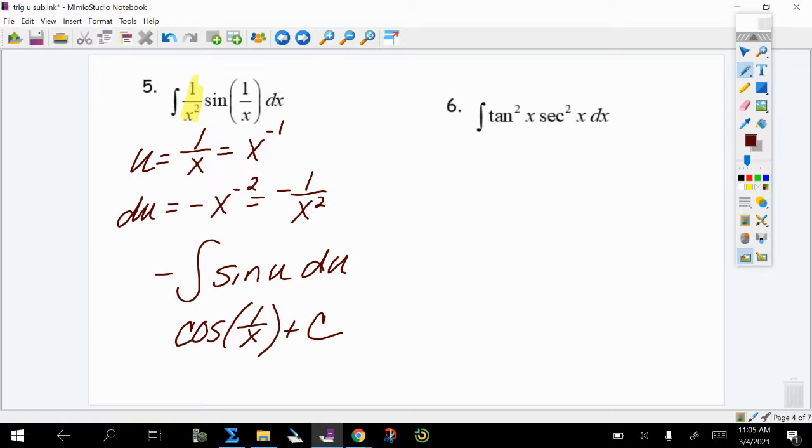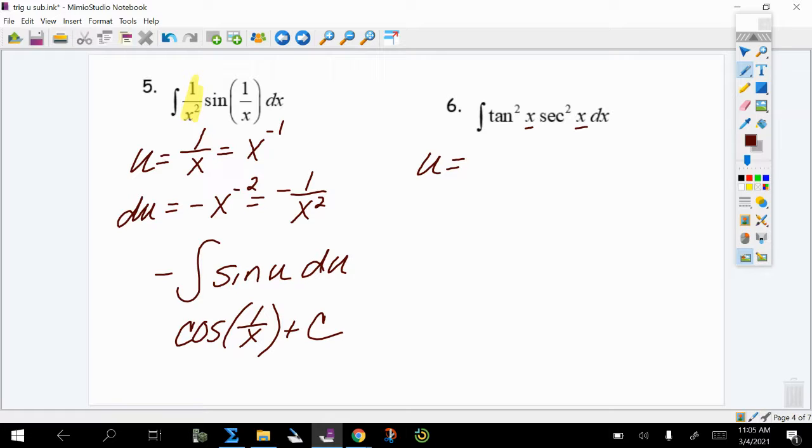Now, the next one's kind of an interesting one because we have two trig functions. Our angle is just x, so we're not going to be able to say that u is just the angle because the angle is not complicated in any way, shape, or form. So my u needs to be a trig function, but you do have a choice here. You could either let u be tangent or secant. One way is going to work and one way will not work. So I want to make sure you understand why we need to go one direction as opposed to the other.